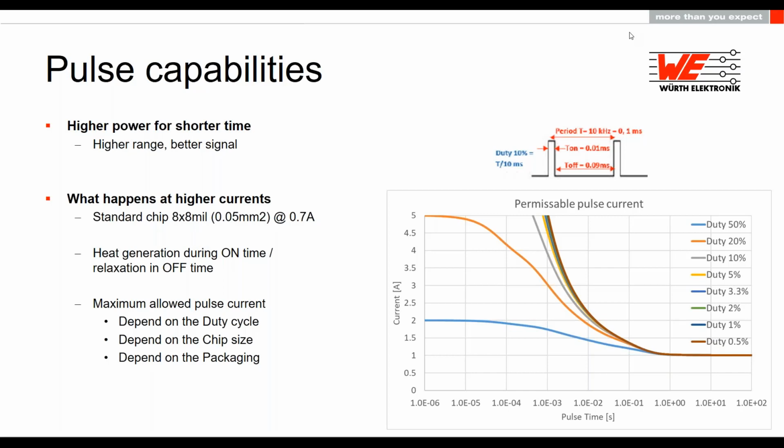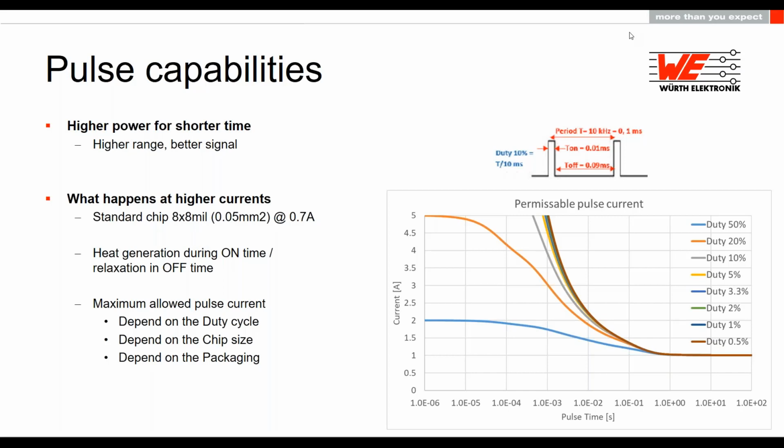This allowed pulse current depends also on the duty cycle, but it also depends on the chip size and the packaging. So how fast the LED can cool down or turn off. If you need further information about this and how our LEDs are driven, then please contact us at the emails given later so we can discuss it further.